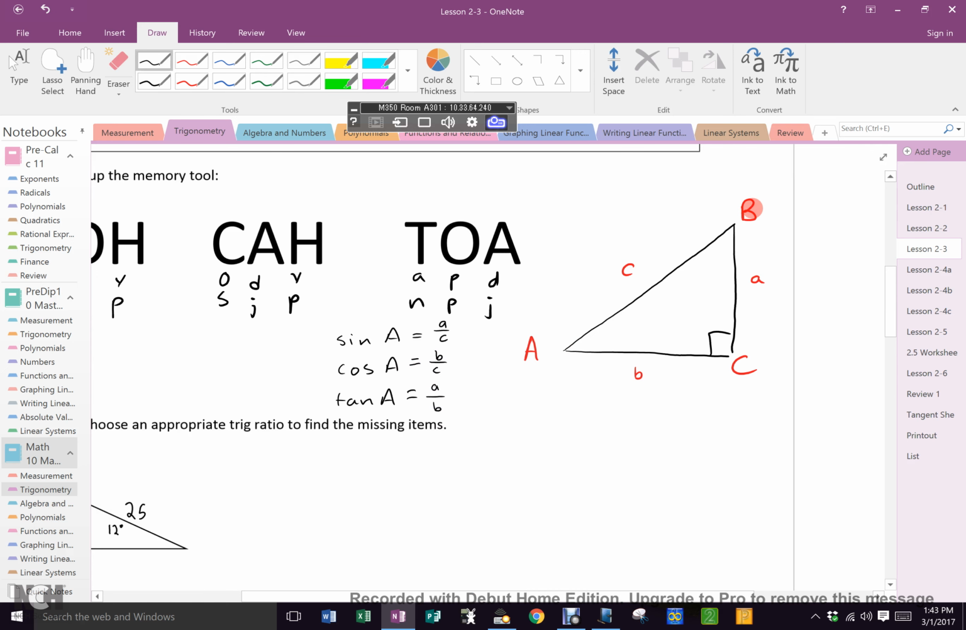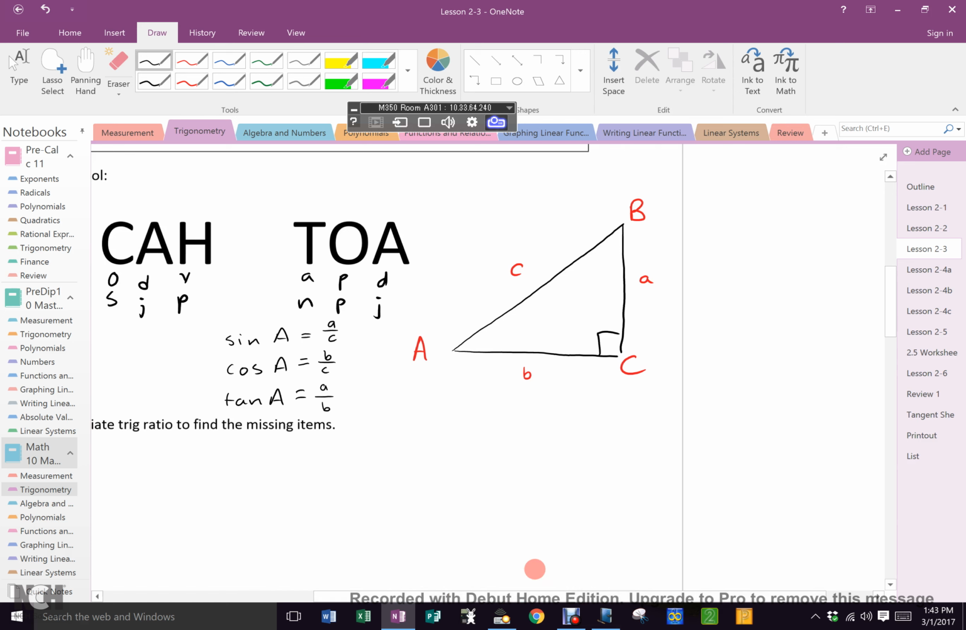My good friend Tanisha is up here. So I need also to be able to do the sine of B, the cos of B, and the tan of B. What are they? Little b over little c. Hey, wait a minute. The cos of A is little b over little c. But the sine of B is little b over c.